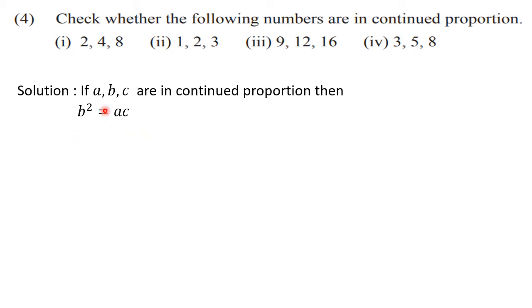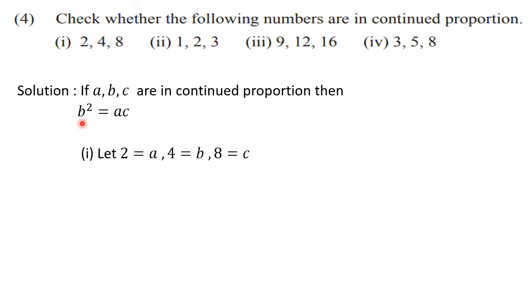So let's start with the first one. In the first, we will take 2 as A, 4 as B, and 8 as C. Now here, see, this is an equation and it has two sides, left hand side and right hand side, and we need to verify it. So we will solve these sides separately.